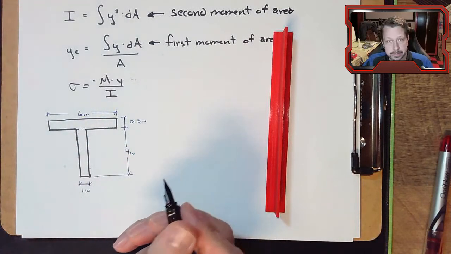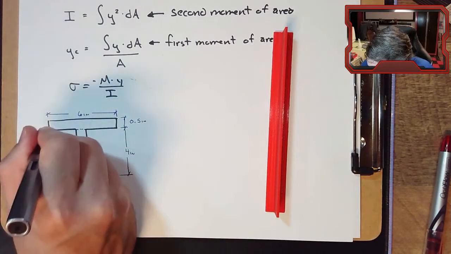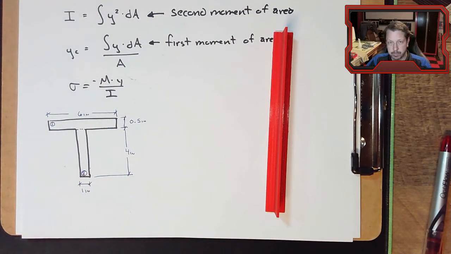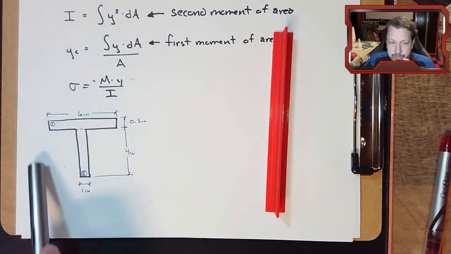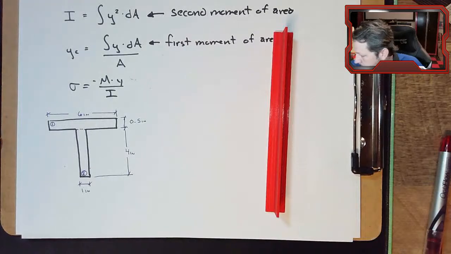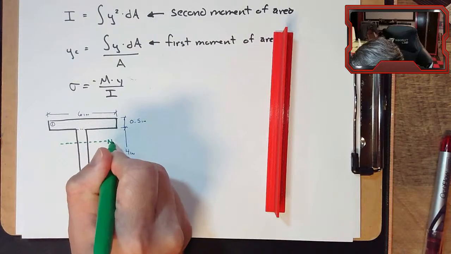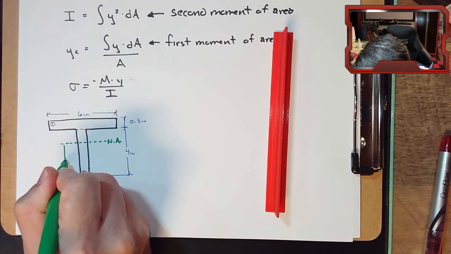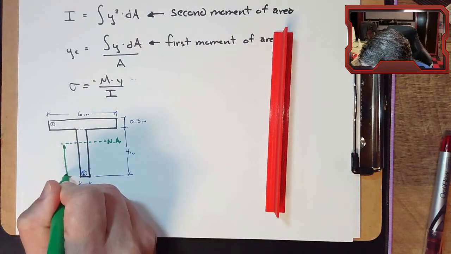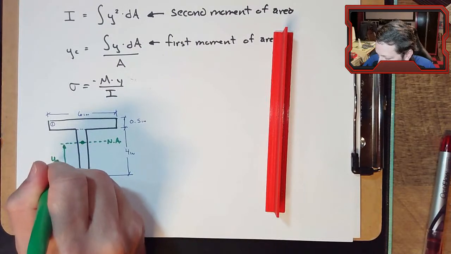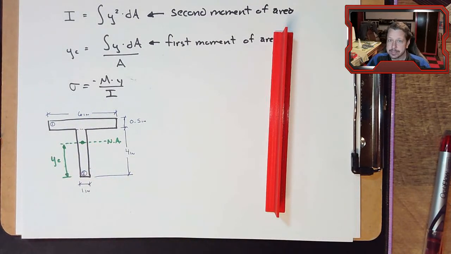This can be easily divided into two primitive shapes, a rectangle for the flange and a rectangle for the stem. Before we calculate moment of inertia, we need to know where the neutral axis for this shape is. So we know that it's roughly here somewhere, but we need to know exactly where it is. Remember, the neutral axis is located at the centroid for the composite shape. So this is YC. We actually need to do that before we can do anything with moment of inertia.